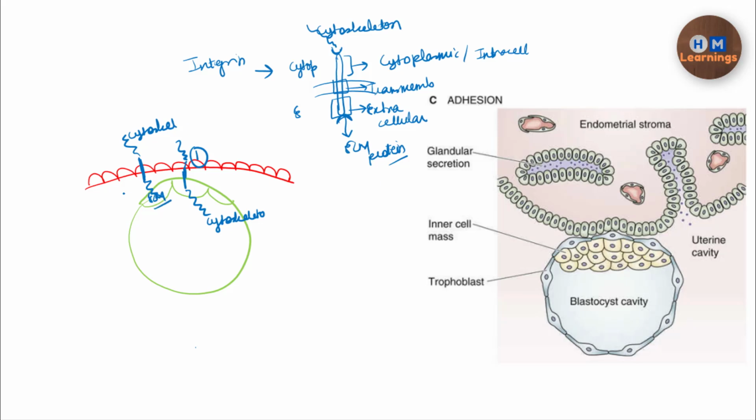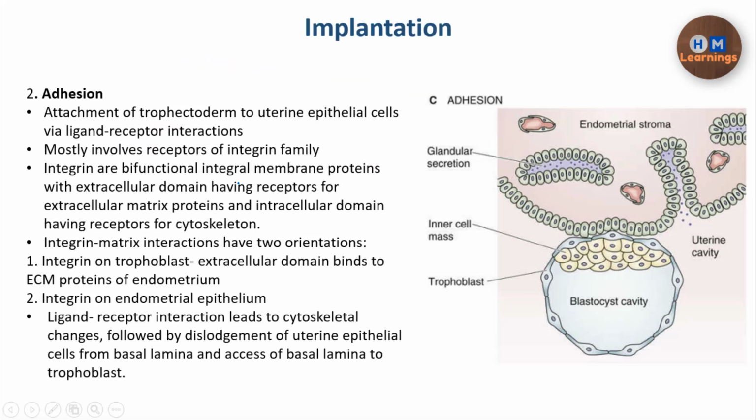By this, the uterine epithelium and the trophoblast are going to be in contact with each other. This is the same thing: it is a bifunctional integral membrane protein with an extracellular domain having the receptors for the extracellular matrix proteins, and an intracellular domain having the receptor for the cytoskeleton. They have two possible orientations: integrin on the trophoblast and integrin on the endometrial epithelium.